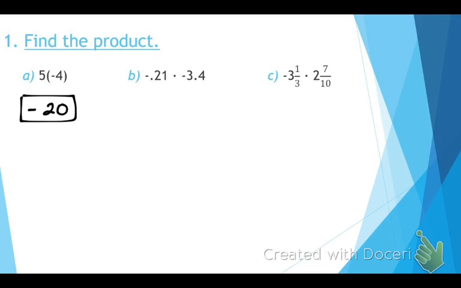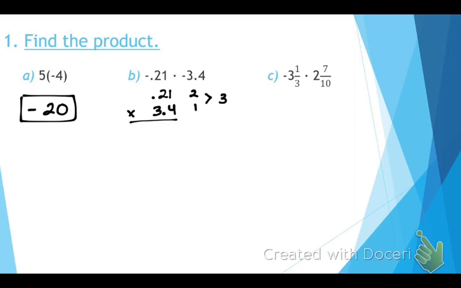So now we're just going to go ahead, 0.21 multiplied by 3.4. Let's just figure this out. How many decimal points did I have to move 0.21 to the left? I moved it over 2 times. 3.4, how many did that move over? Just 1. So when we add those together, that's a total of 3.